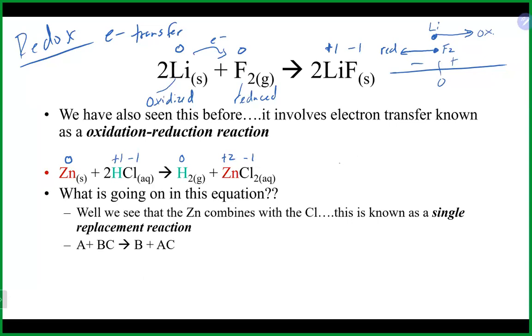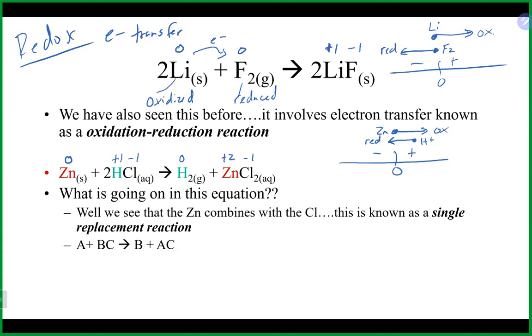So if we look at the zinc here, zinc is starting at 0, ending at +2, which means it is being oxidized, it's becoming more positive. It is actually the hydrogen here that's starting at +1 and ending at 0, moving in that direction, that is being reduced. The chlorine here is doing nothing. It's what's referred to as a spectator ion. It's floating around the solution, but it's really not doing anything in terms of electrons being transferred.